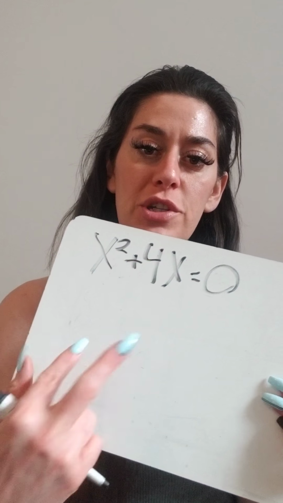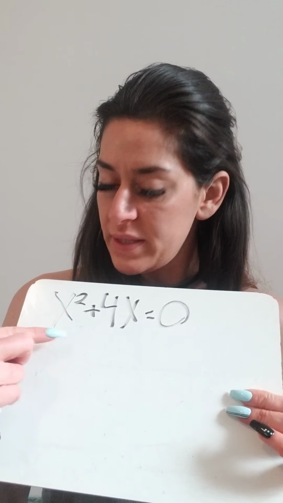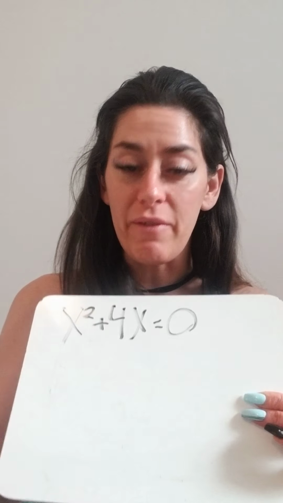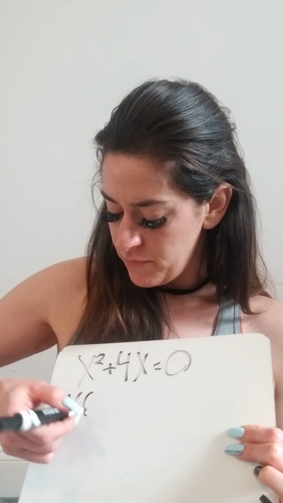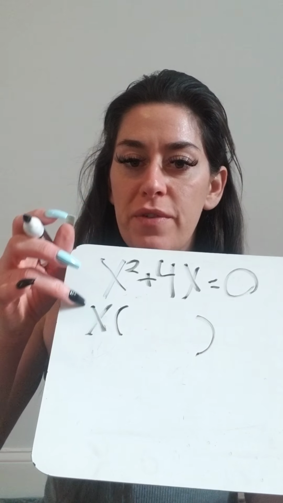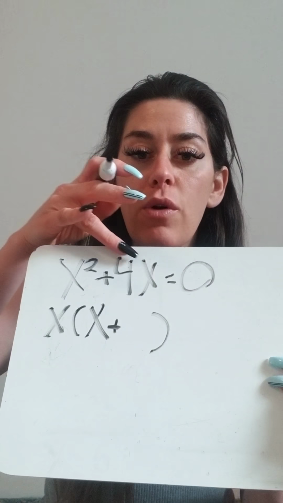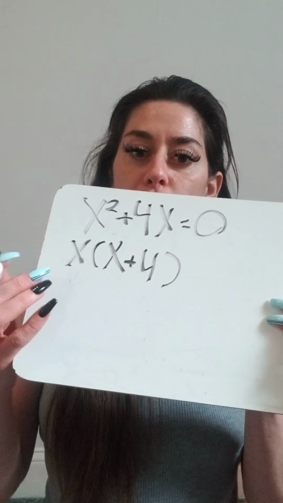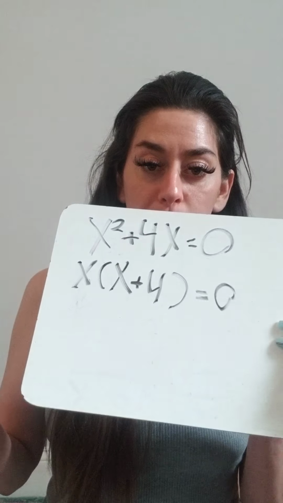Another thing you can do is just look at your two terms. Anytime you have two terms, just say, what is their greatest common factor? Well, the only thing they have in common is x. So I'm just going to factor out an x. And I'm left with x squared divided by x is x. And I bring down my plus sign. 4x divided by x is 4. So that's technically in factored form.